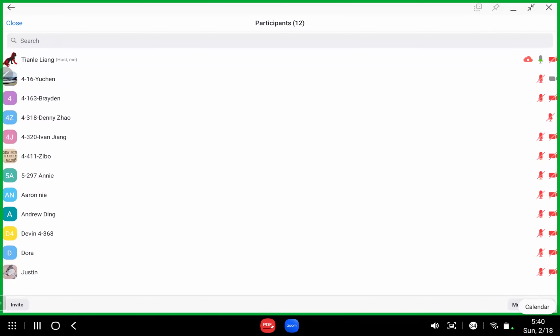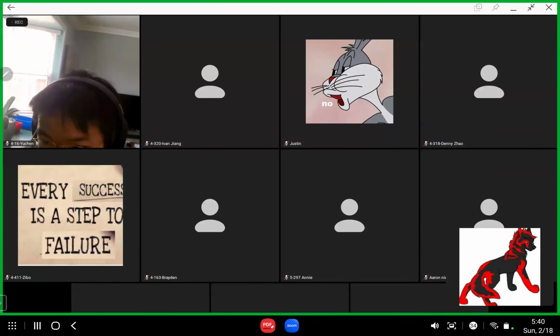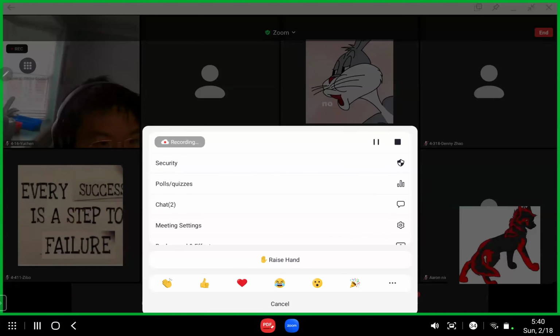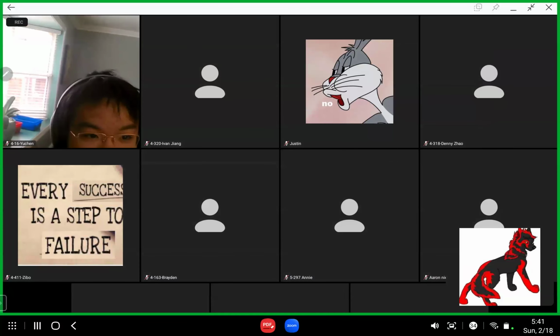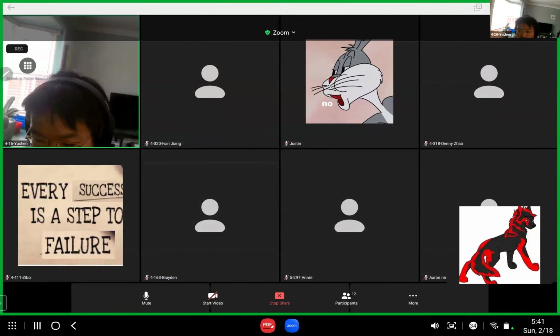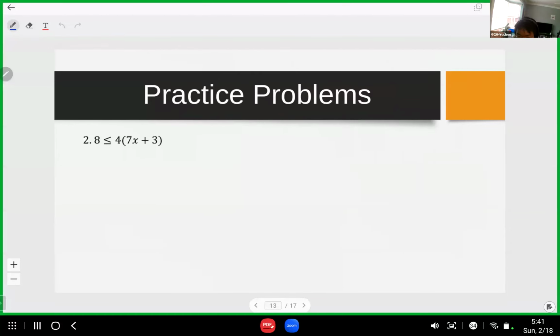All right, so let's go over this. Less than or equal to 5/28. Interesting. And then Andrew says x is less than -1. Okay. So Yuchen, how did you get this answer? I got x is less than or equal to 5/28 for some reason.